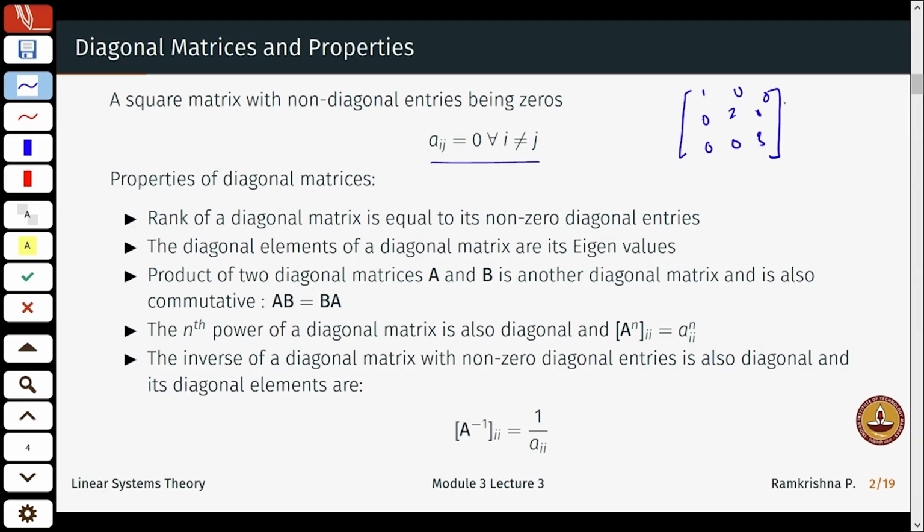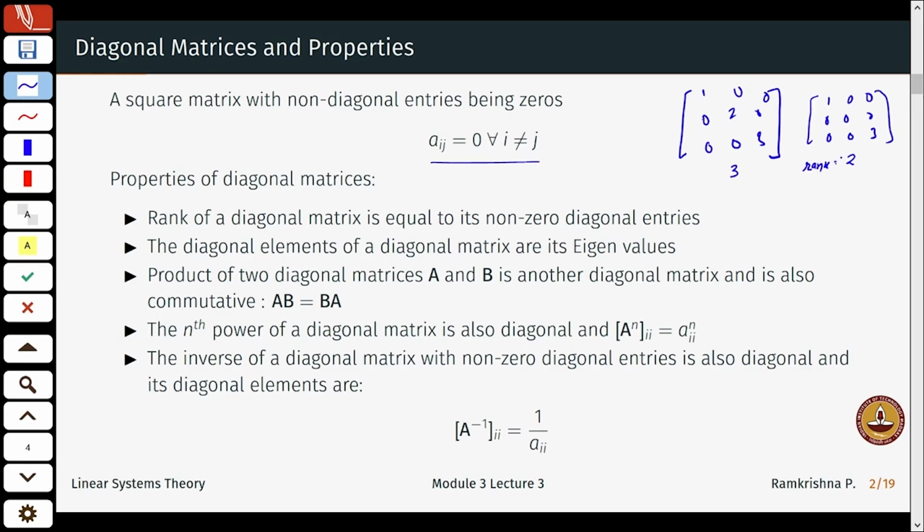It's not necessary that all these diagonal elements be non-zero. For example, you could also have a case like this, and this is also a diagonal matrix. The next statement also substantiates that the diagonal elements can be 0; they need not always be non-zero. So, what is the rank? The rank of the diagonal matrix is equal to its number of non-zero diagonal entries. For example, here you have 3 non-zero diagonal entries, so the rank here would be 3, and here you have 2 non-zero diagonal entries, and the rank would be 2.